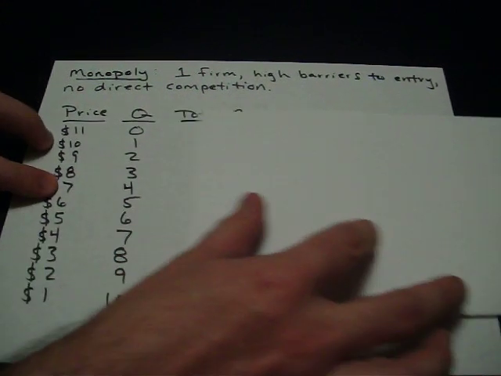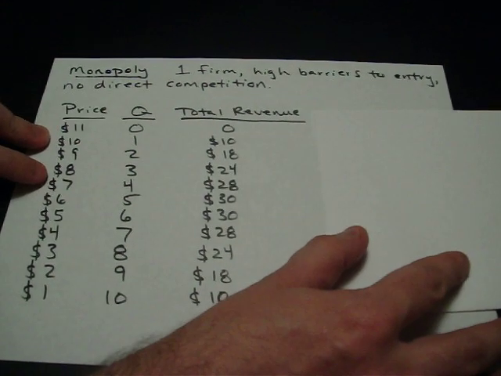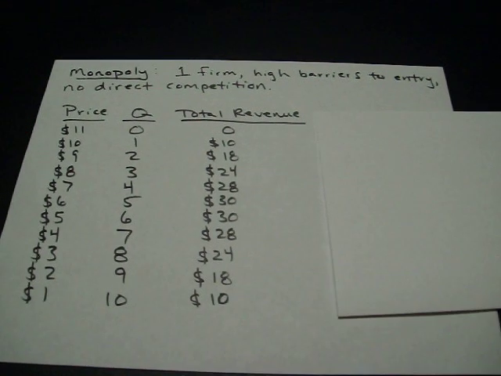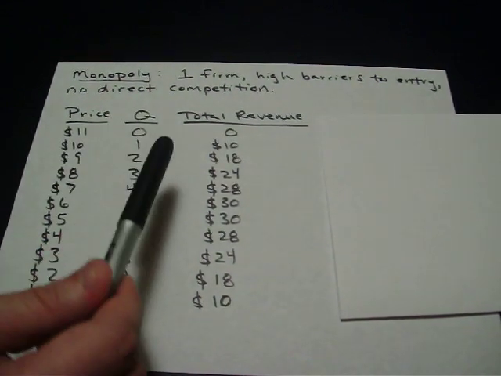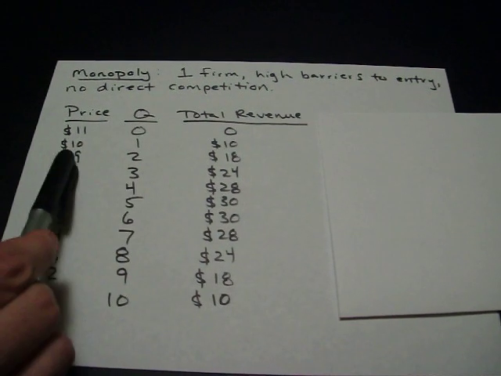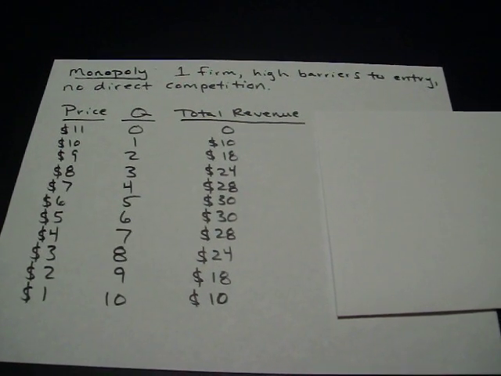The next column I've got is total revenue. Total revenue, you know, is just price times the quantity. So $11 times 0 is 0. $10 times one person buying is $10. $9 times 2 is 18, on down the line.